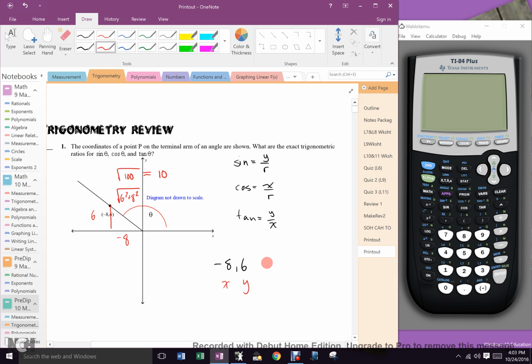So I've got y and my r equals 10. So now all I got to do is fill these in. Sine is 6 over 10, or 3 over 5. Cos is negative 8 over 10, or negative 4 over 5. And tan is 6 over negative 8, or 3 over negative 4.